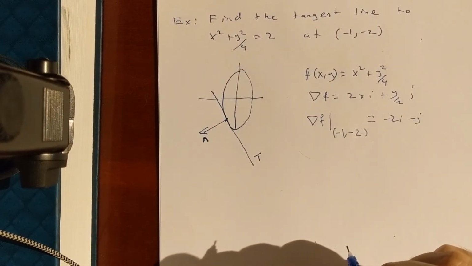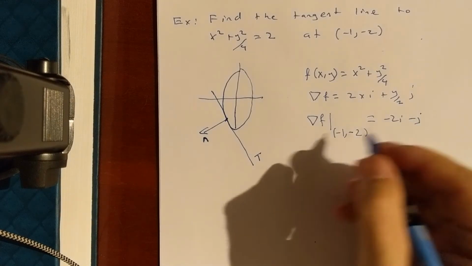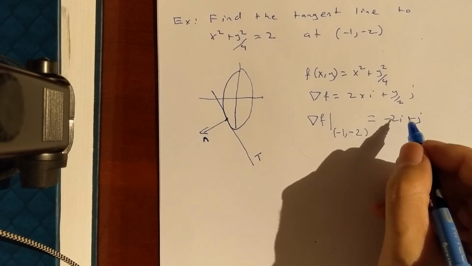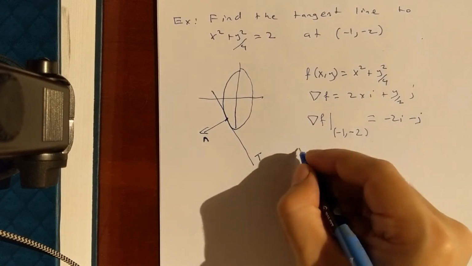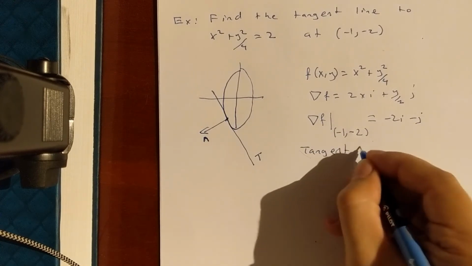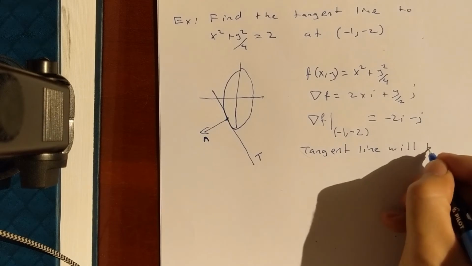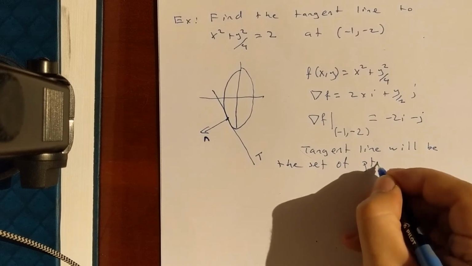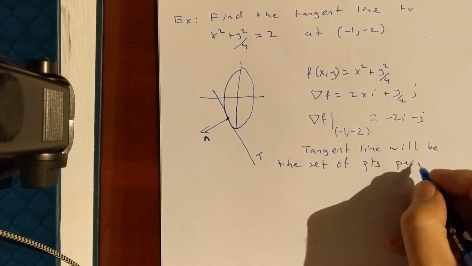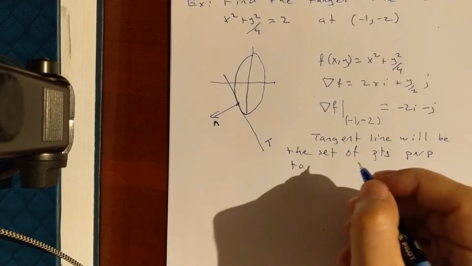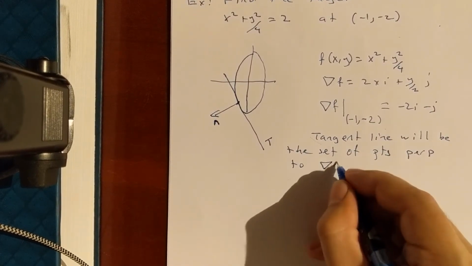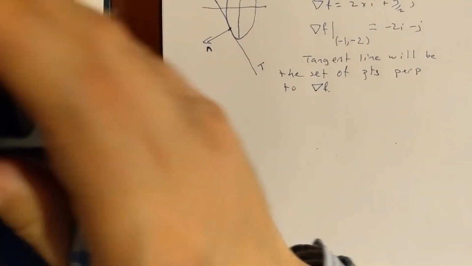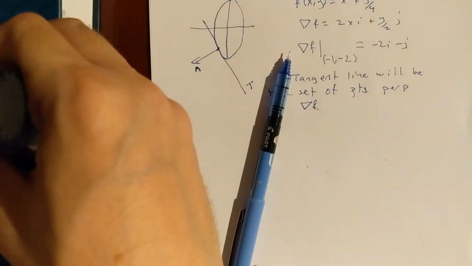So our tangent line, this is the gradient. Our tangent line has to be all those points which are perpendicular to this. Okay, so the tangent line will be the set of points perpendicular to the gradient of f. But how am I going to find the set of points perpendicular to, sorry, the camera is falling down, the gradient of f?